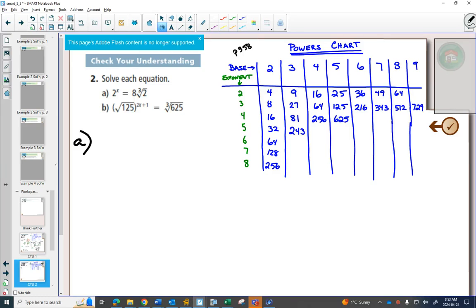This time we have more numbers. We've got 2, we've got an 8, and we've got a square root or a cube root of 2. Again, our goal is to get a single power on both sides with the same base. So looking at the numbers, we've got a 2 and an 8. I hope you can see that they fall into the column of 2s. So to start off with, I'm going to change the 8, put it in brackets, and change it to 2 cubed.